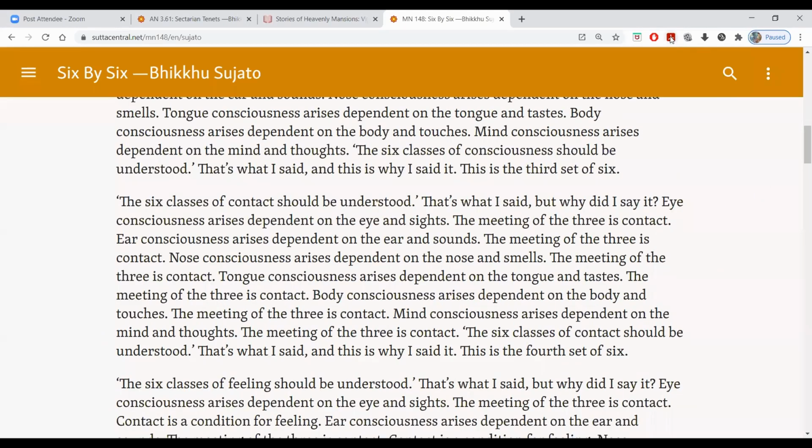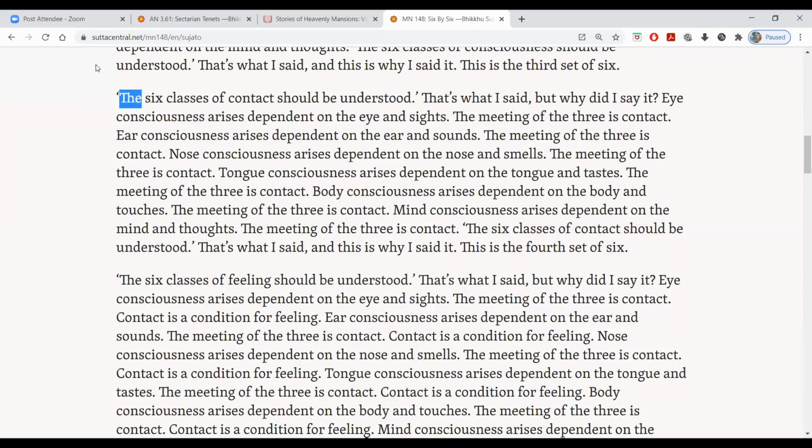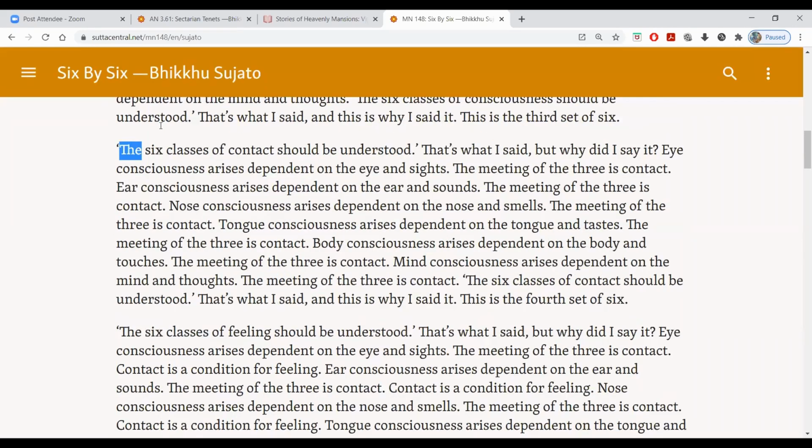Can you see here? Yes, Bhante. Okay, so this is where Buddha explains about the contact. Can somebody read this? I can read one thing. Okay. The 6 classes of contact should be understood. That's what I said. But why did I say eye consciousness arises dependent on the eye and sights?